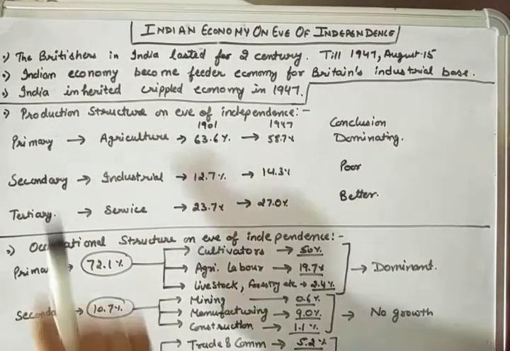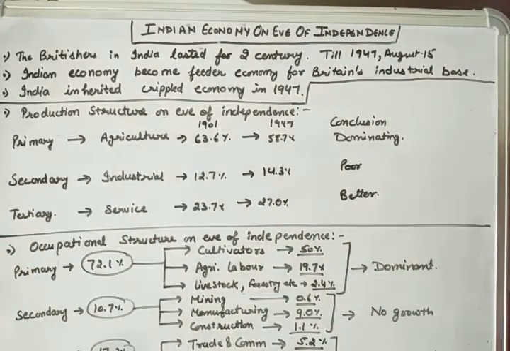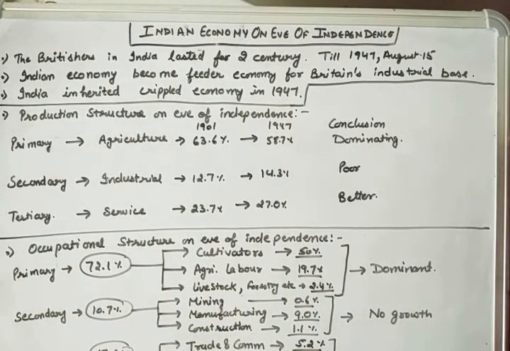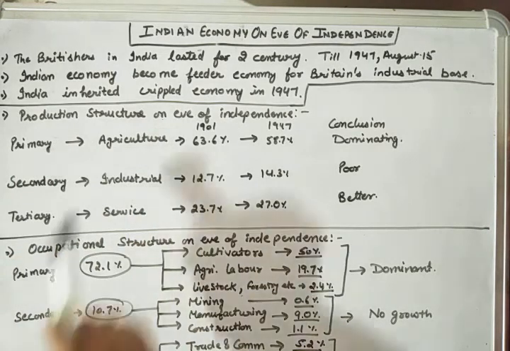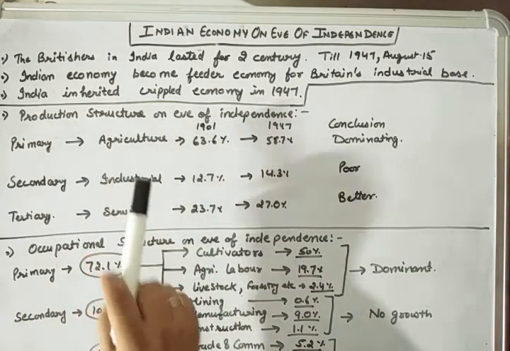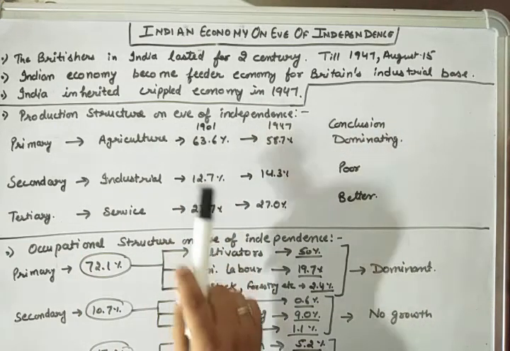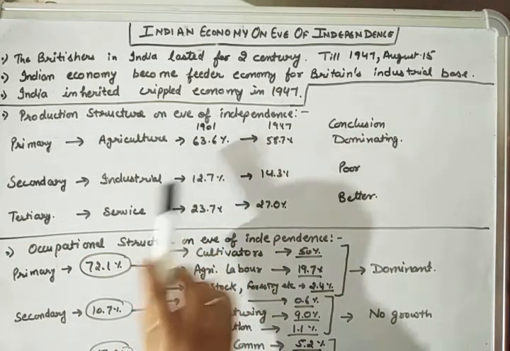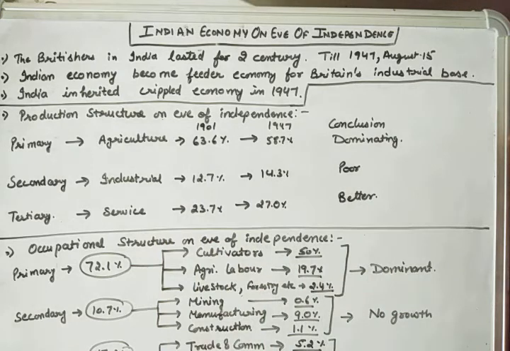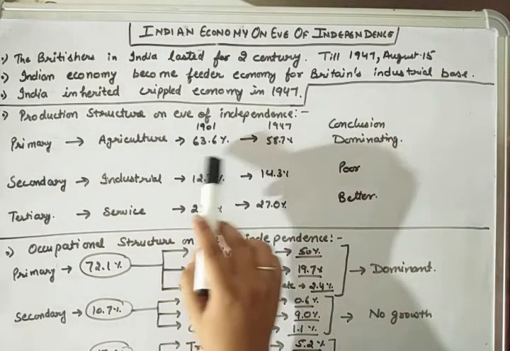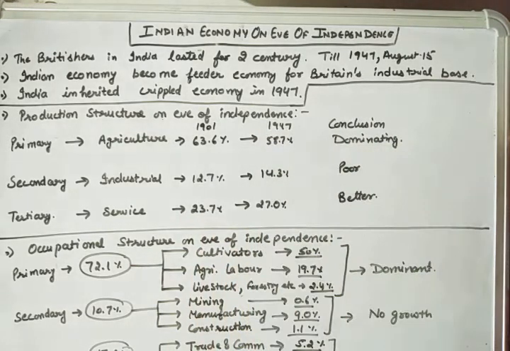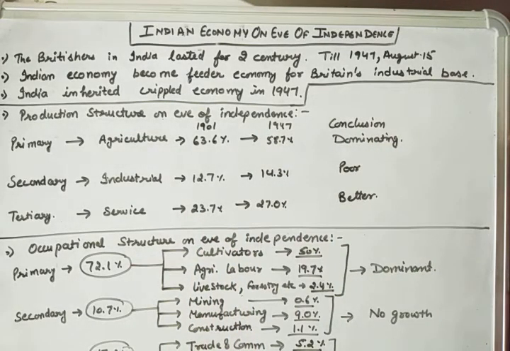So at that time, the production sector that we had on the eve of independence, that is in 1947, can be divided into three parts. The first is primary, the second is secondary, and the third is tertiary. The primary sector is also known as the agriculture sector, and its contribution to Indian national income in 1901 was 63.6% of total income, and when we come to 1947, it had declined to 58.7%. Now what does this indicate?